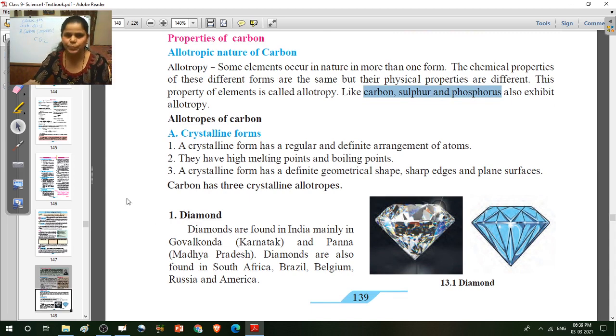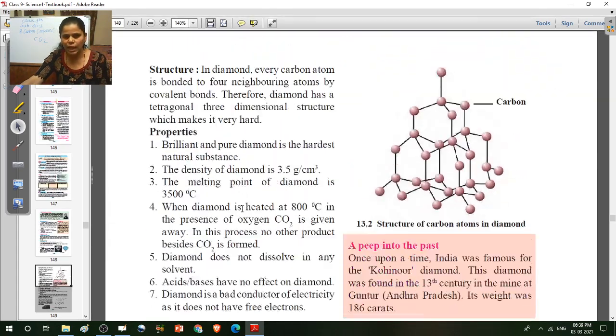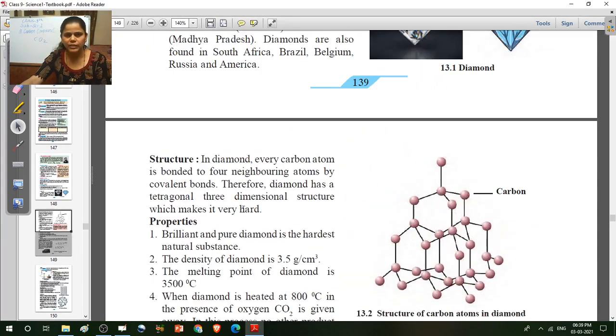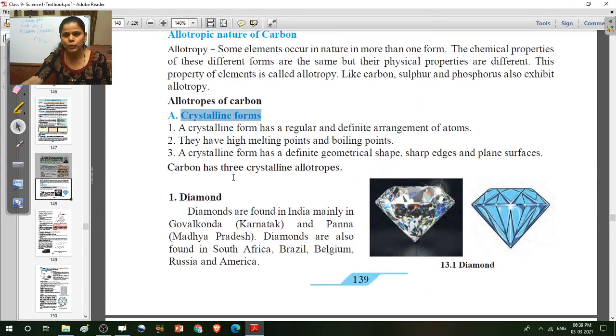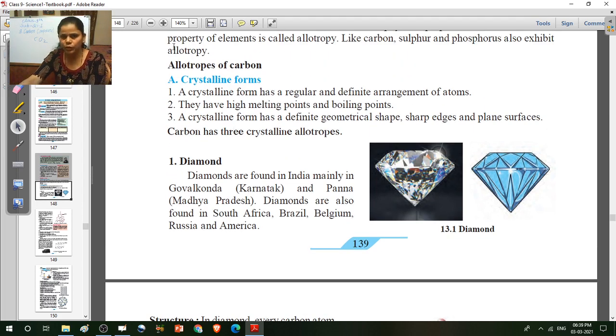Allotropes of carbon. First, crystalline form. There, the first heading is crystalline form. That means the allotropes of carbon are available in crystalline form. So there the examples are diamond, graphite, and the third one is fullerenes. Okay, so just see the diamond. In this chapter we have to study the structure of diamond and the properties of diamond. Clear?